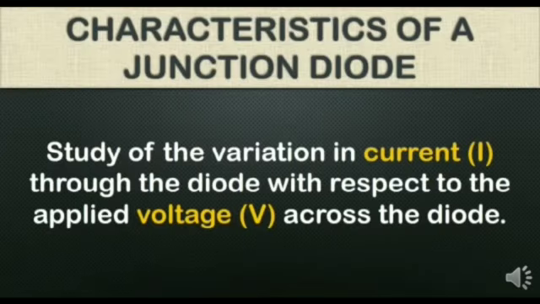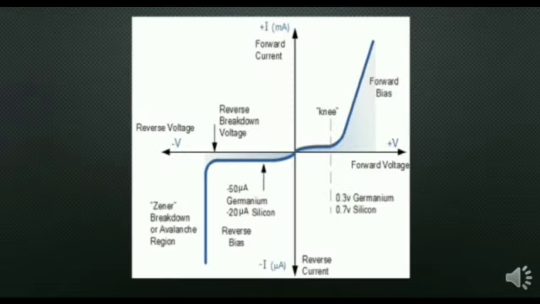With this, let's move to the characteristics of a junction diode. The characteristics of a junction diode is the study of variation in current through the diode with respect to the applied voltage across the diode. This is the VI graph of the semiconductor device.